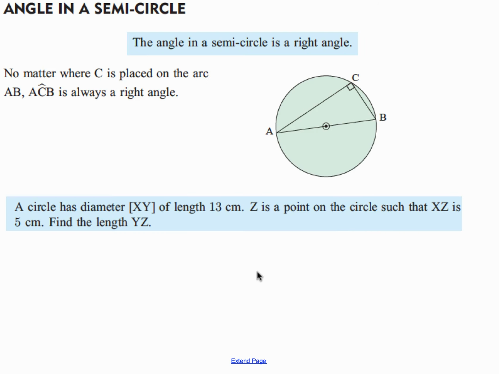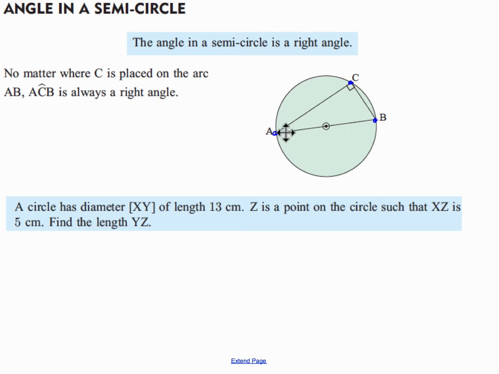All right, so got a nice little circle here. The angle in a semicircle is a right angle. This angle, we say it is inscribed in the semicircle. Inscribed because you have all three vertices of the triangle on the circle. And it's inscribed in the semicircle because one of the sides is the diameter of the circle.